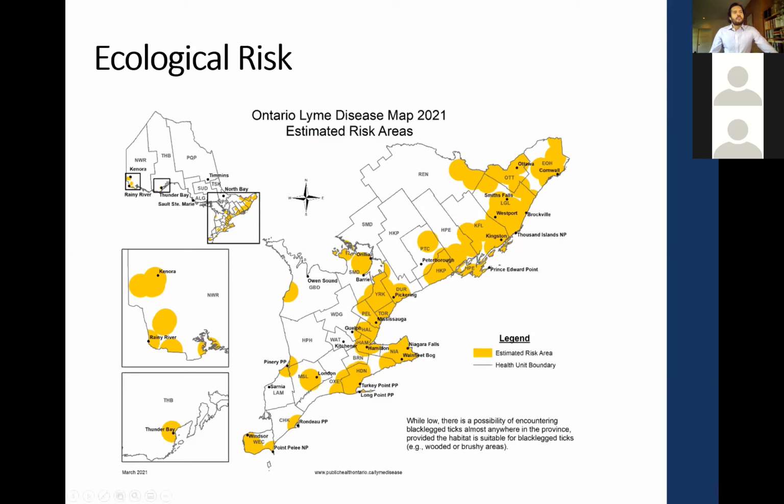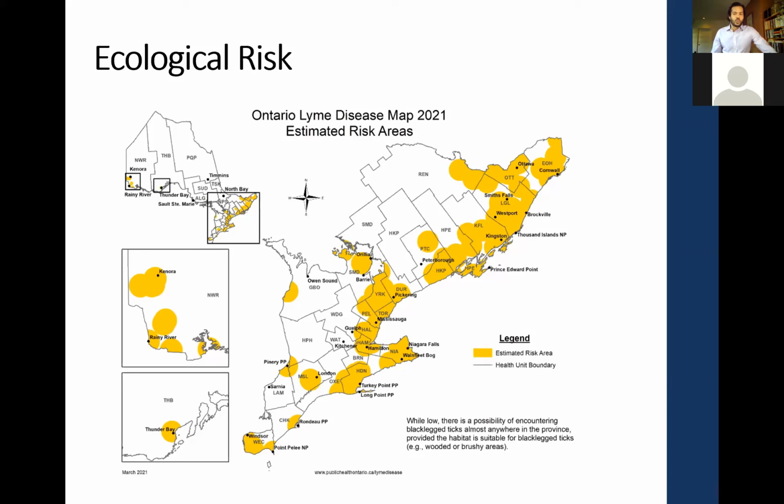So there are two caveats to this map, at least. First off, established tick populations can exist outside the boundaries of estimated risk areas. We simply cannot perform active surveillance in the entire province. And second, within the estimated risk areas, the proportion of black-legged ticks infected by the bacterium varies widely.